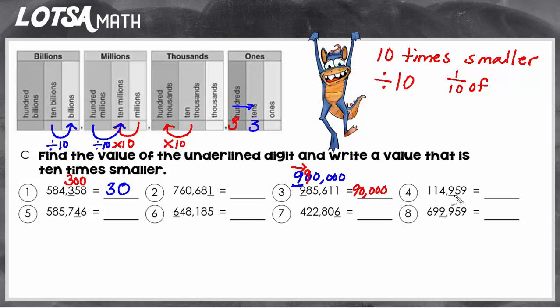So let's look at one more example. On number 4, the value of the 9 is 900. Well, to make it 10 times smaller, let's just move the 9 over one place value and put the 9 in the tens place. So 90 is 10 times smaller than 900.